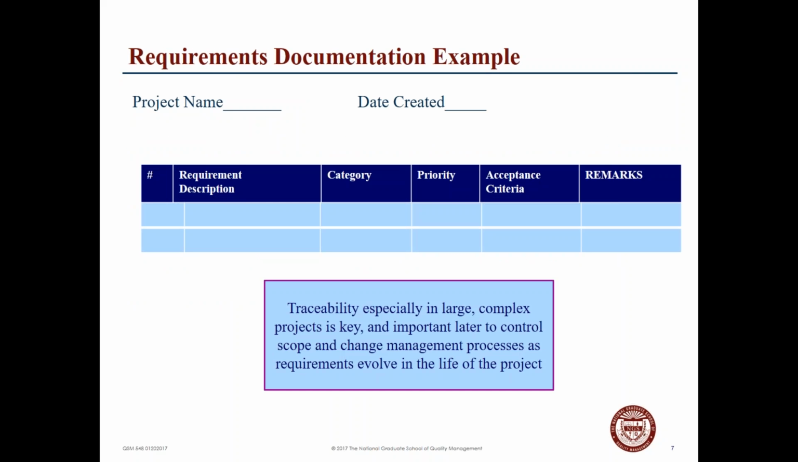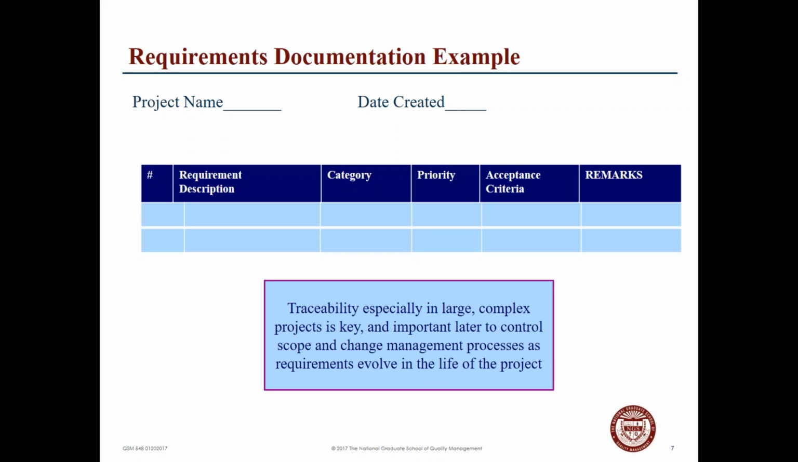So when we talk about a requirements document, this is just a small sample of one. You would name the project and the date it was created. You want to number each of these items, whatever it is, a requirement or description. What category does it fit in? What's its priority? Is it a number one priority, or a lesser priority? And what is the criteria to accept this item, and any comments?